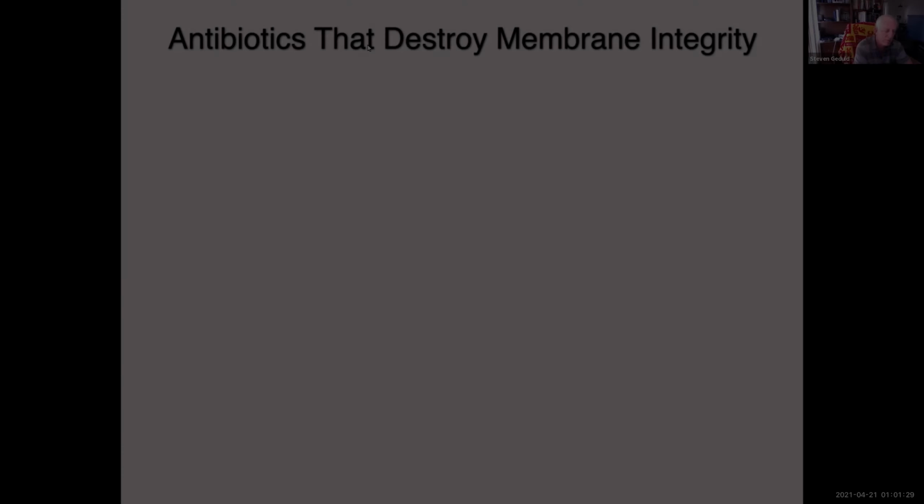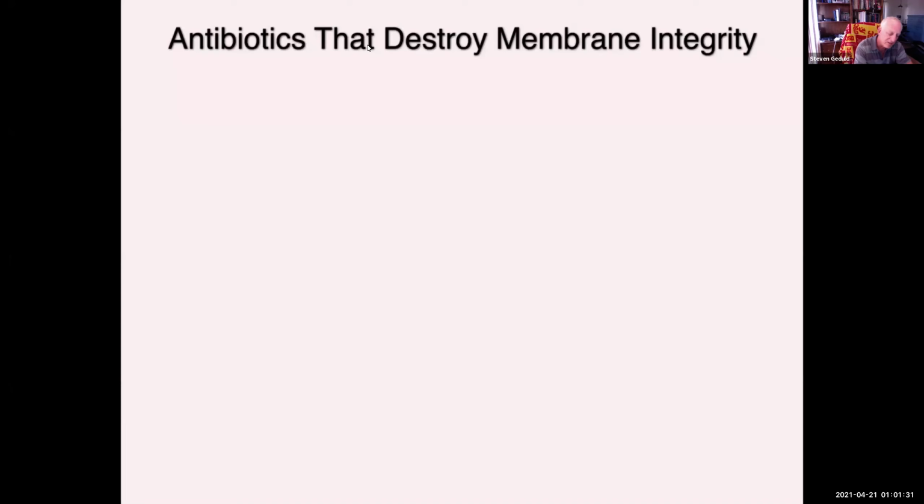So, antibiotics that destroy membrane integrity. Now remember, human cells have membranes. Bacteria cells have membranes and cell walls. Human cells do not have cell walls. So if we can target an antibiotic that destroys cell walls, we're in good shape. And that's basically what we've done.